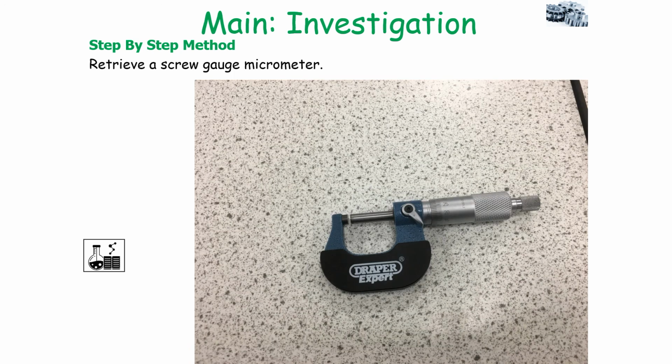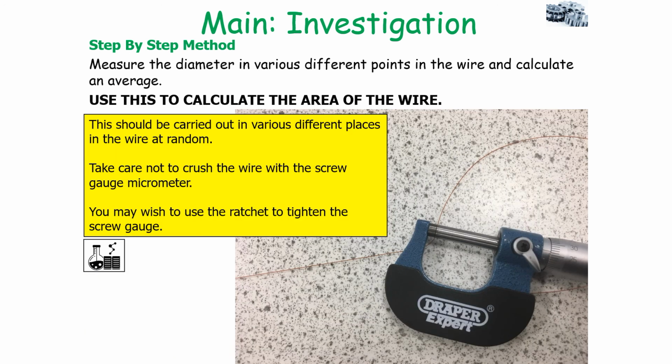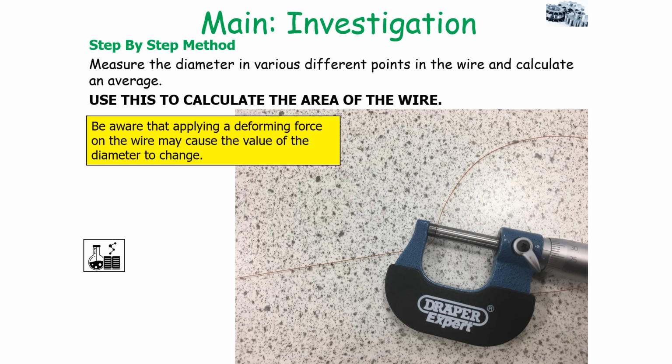You then retrieve a screw gauge micrometer, and remember that this uses a vernier scale so you can read in values of 0.01 millimeters, so it's more suitable when measuring the diameter of our wire. Now again, you should measure the diameter of the wire in many different places and then calculate an average. This should be carried out in various different places at random on the wire. When you're working on this, take care not to crush the wire with the screw gauge micrometer, and you may wish to use the ratchet to tighten your screw gauge even further, but always be aware that applying a deforming force on the wire could cause your diameter to change.